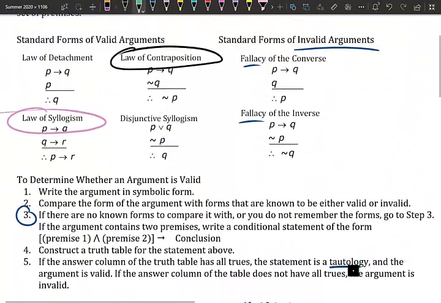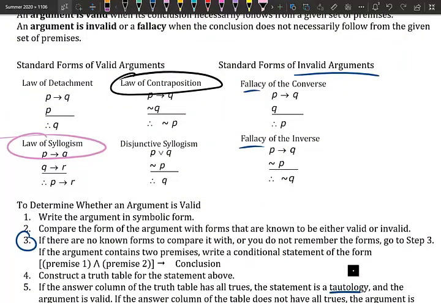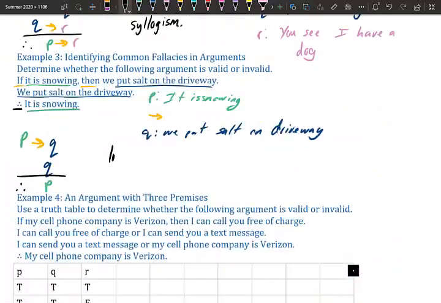Let's see. That is fallacy of the converse. So it is invalid. It's invalid because it's fallacy of the converse.